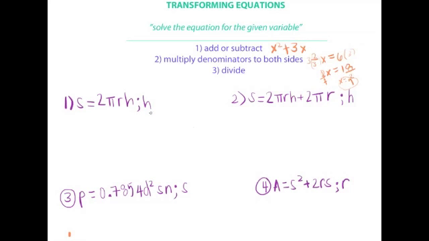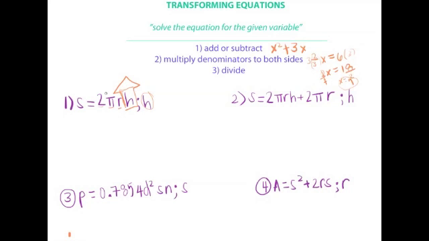What the book is going to do is give you some equation like this, barely any numbers, all symbols and variables, and then they'll give you a letter they want you to solve for. In this case, it's H. The way I like to think of it is this: my friend H wants to stay at home all by himself. For him to be able to stay at home, he needs to get rid of everything around him. So what's around him? We have this 2, this pi, and this r.